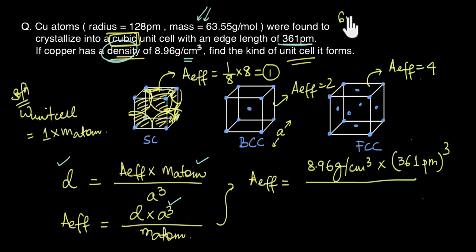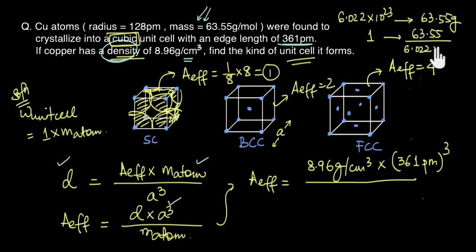So now if the mass of one mole, which is 6.022 into 10 to the power 23, if the mass of one mole is 63.55 grams, then we need the mass of one atom. So this will be 63.55 divided by 6.022 into 10 to the power 23. This many grams, right? So the mass of an atom will be 63.55 grams divided by 6.022 into 10 to the power 23.